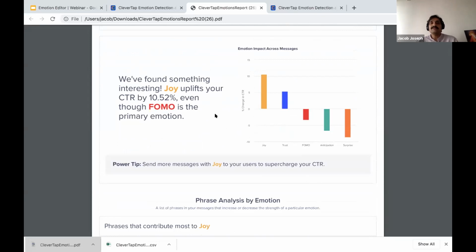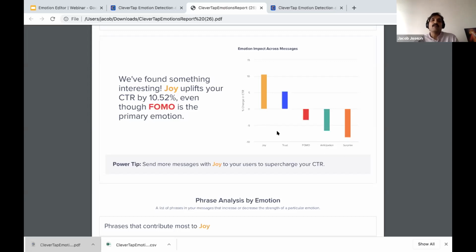So what it does is it gives you the average CTR for joy and compares the average CTR across your campaigns. And that's how we have come out with this number. So for example, if in this case it's 10%, right? If your CTR was, say, 20%, and joy in this case would be 22% CTR. So that is an uplift of 10% from 20%. And surprise kind of pulls down your CTR by roughly around, I think, 9%.